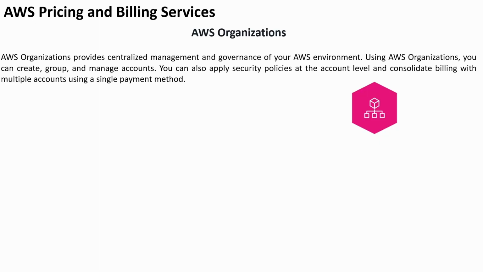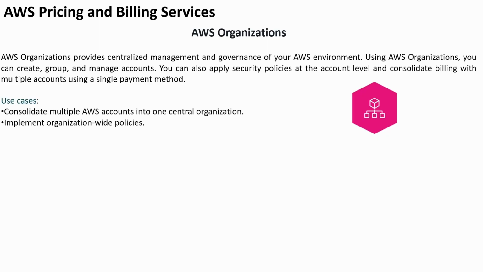AWS Organizations provides centralized management and governance of your AWS environment. Using AWS Organizations, you can create, group, and manage accounts. You can also apply security policies at the account level and consolidate billing with multiple accounts using a single payment method. If we talk about use cases, it is a perfect pick to consolidate multiple AWS accounts into one central organization, and it is also a good one to implement organization-wide policies.